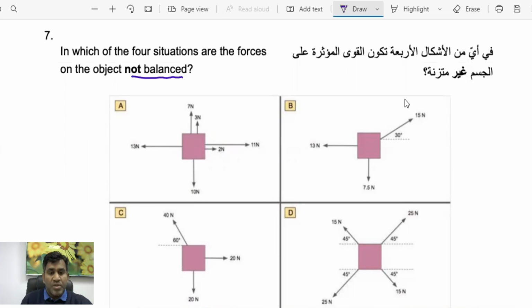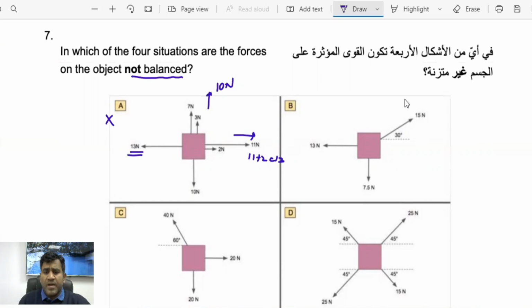So if you look at option A, this is going to be 13 Newton acting on the left side, 11 plus 2. Again 13 Newton will be acting together on the right side. So this is balanced. Look at the up and down, 7 plus 3, 10 Newton upward, and 10 Newton downward. So this force is balanced. Then this can't be our answer, because we have to choose something which is not balanced.